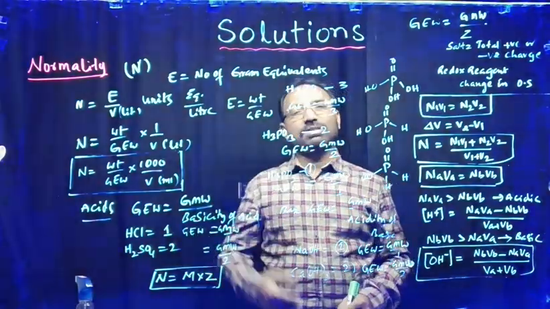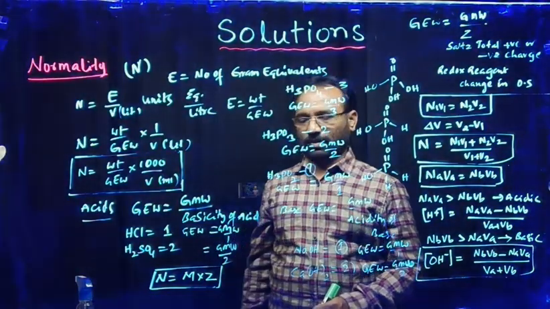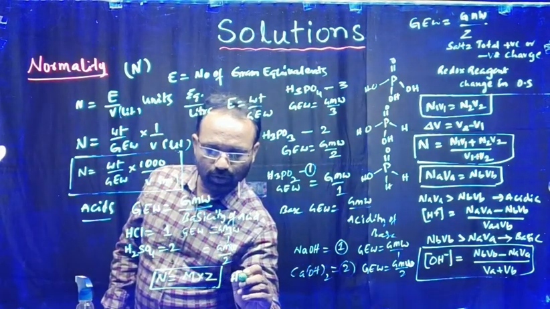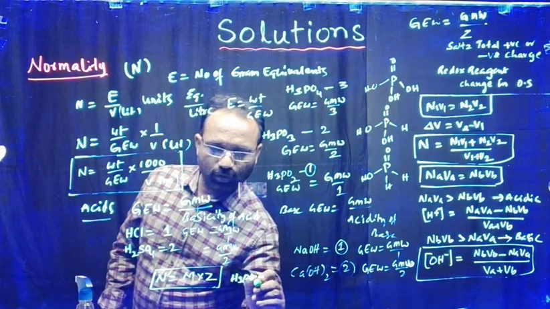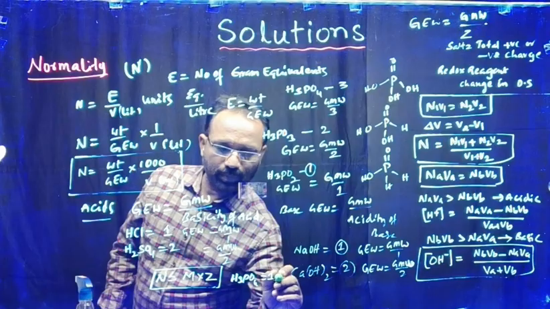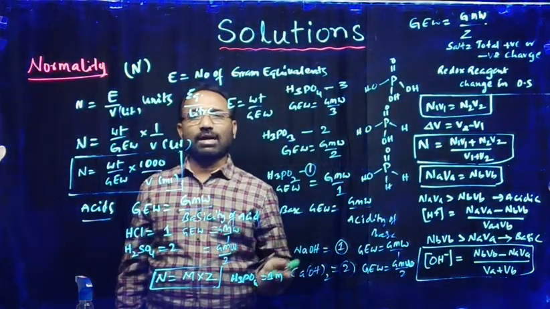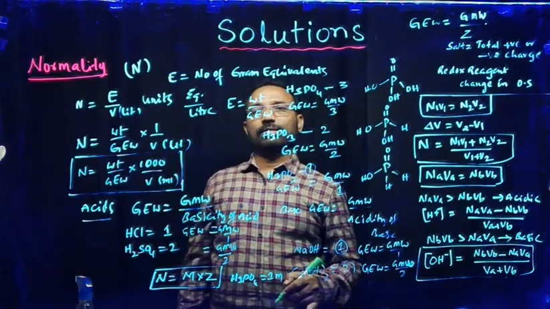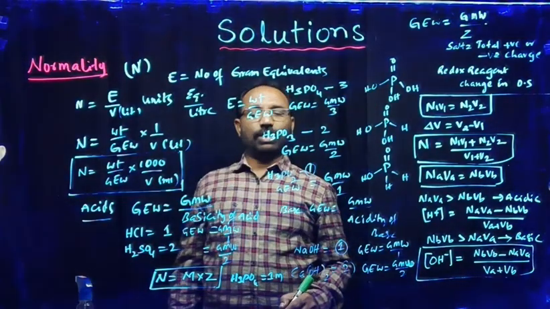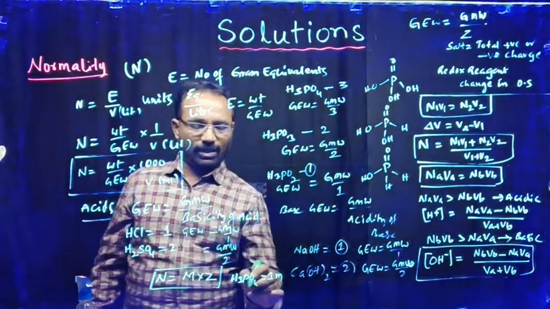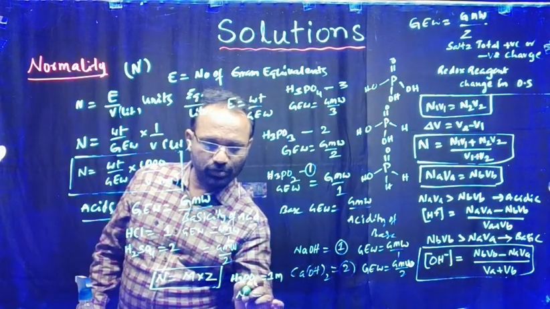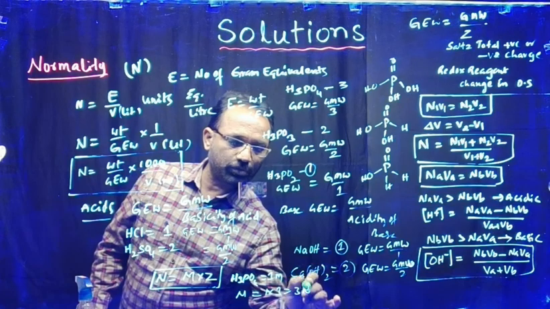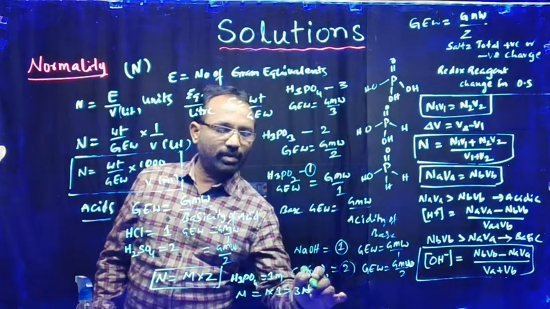Let us take one simple problem on this equation. The molarity of H3PO4 equals 1 M. What is its normality? The basicity of H3PO4 is 3, therefore the Z value is 3. Therefore, normality equals 1 into 3, which is 3 N. This is a simple previous-year question, so everyone should remember this type of problem.